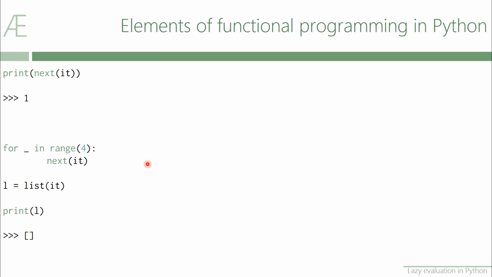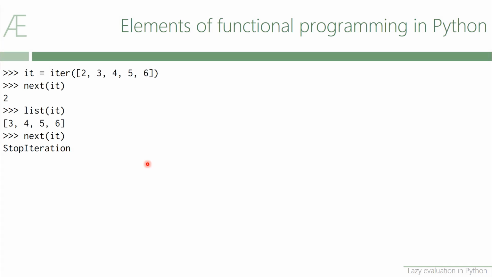Once we reach the end of the iterator by using the next function as many times as there are elements in the iterator, an attempt to call the next function once again will cause the StopIteration exception. Let's exhaust this iterator that is a map object and see what happens if we turn it into a list.